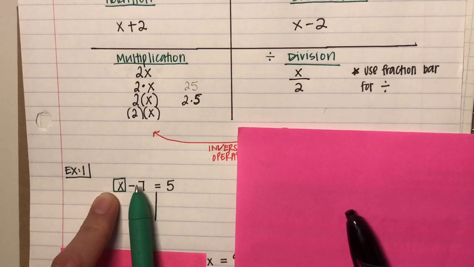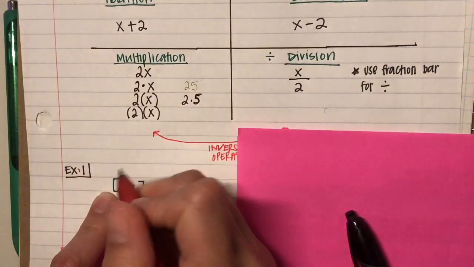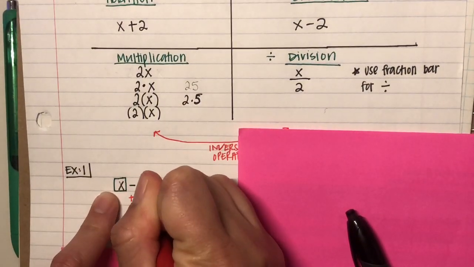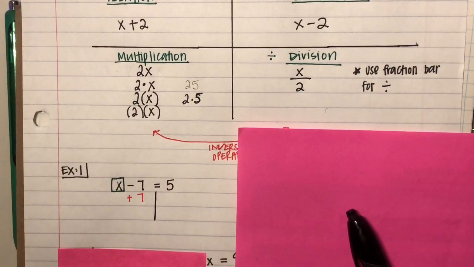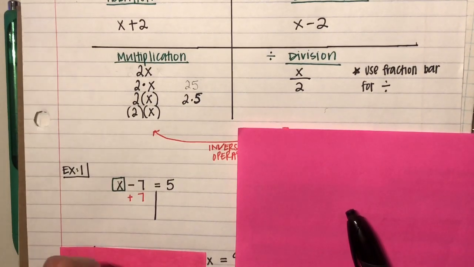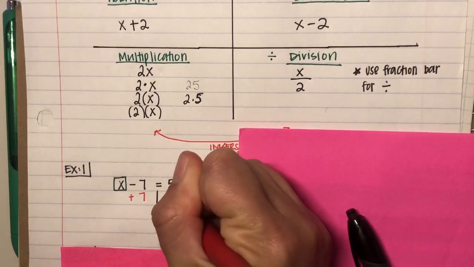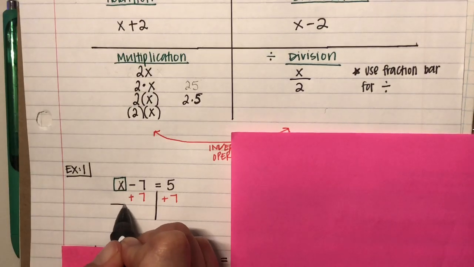So I need to undo that subtraction. So the opposite of subtraction is addition. So I'm going to add 7, but I need to make sure that my equation stays balanced. So in order to do that, you have to remember the rule, whatever you do to one side, you have to do to the other side. And then you can simplify.